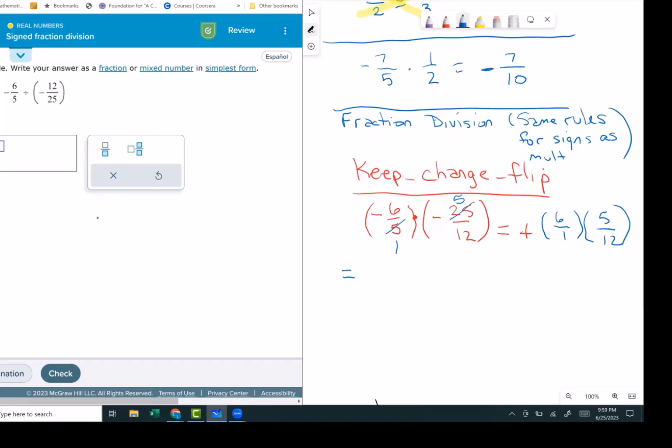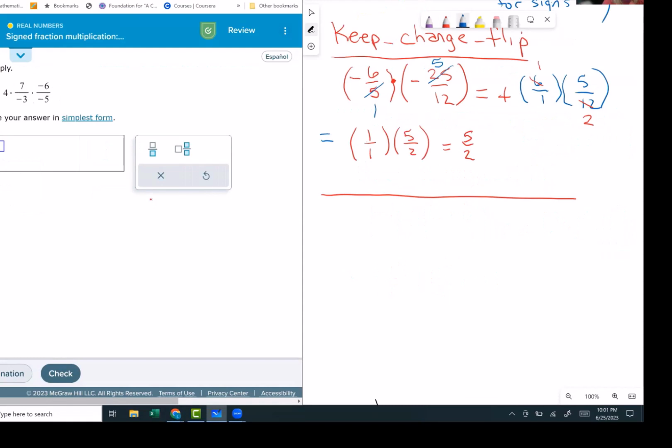You can divide the 6 by 6 and get 1, and then the 12 by 6 and get 2. Perfect. I have 1/1, which we know what that equals, hopefully, and then 5/2. Now, isn't that easier than multiplying 6 times 25 over 5 times 12 and then trying to simplify it? Yes. Simplify before you multiply, because now I just have 5 halves. Otherwise, it would be a lot more work.